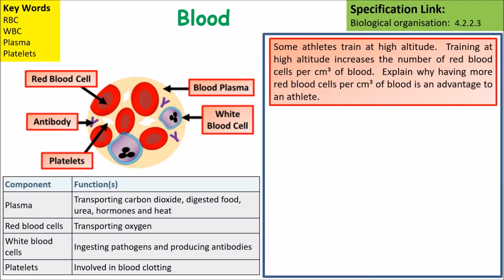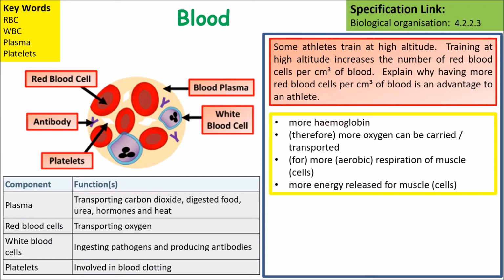So some athletes train at high altitude. Training at high altitude increases the number of red blood cells. So explain why having more red blood cells is advantageous to the athlete. You need to be talking about the fact that that would give them more hemoglobin, so therefore they'd be able to carry more oxygen around the body, which could be used by respiration in the muscles, which would give them more energy.